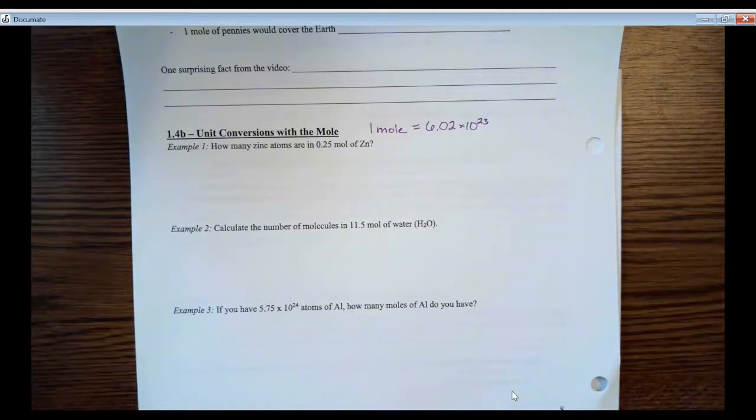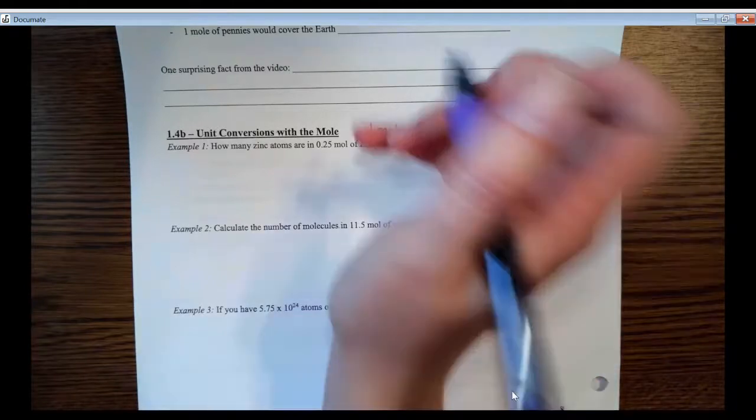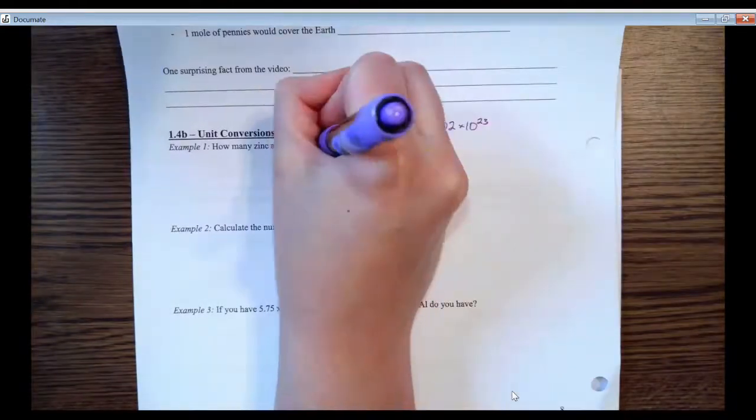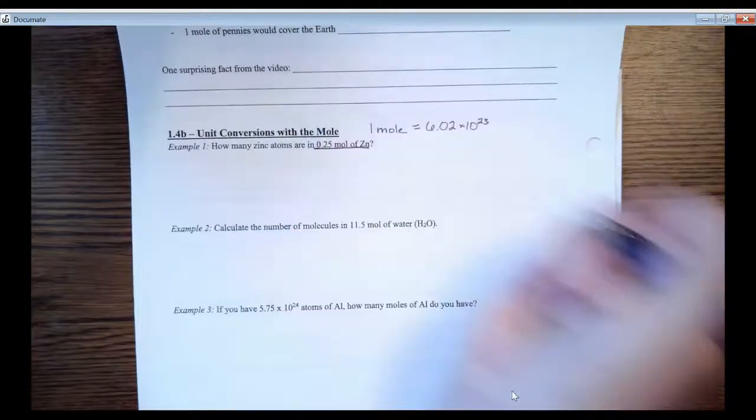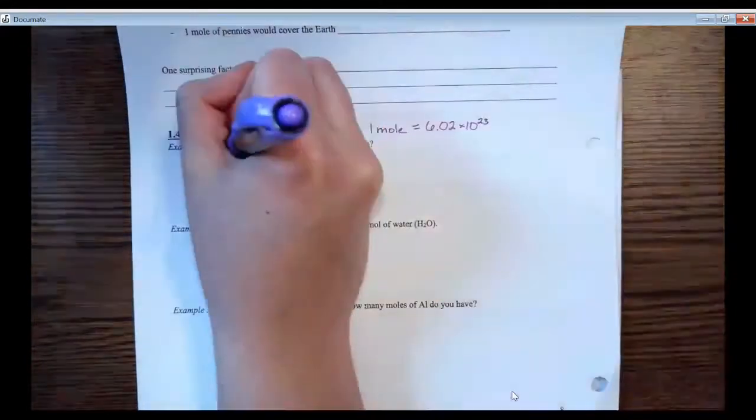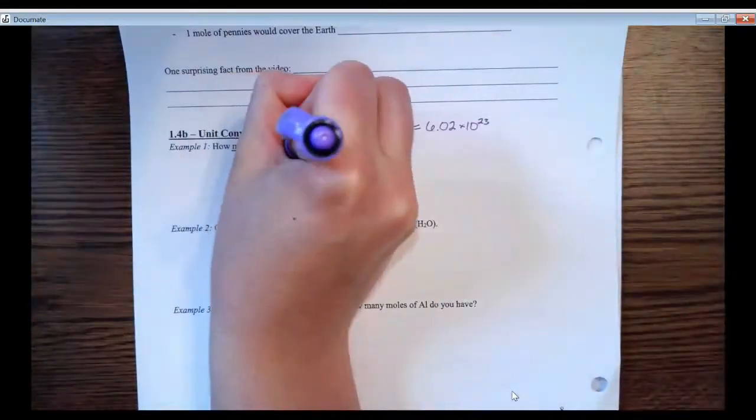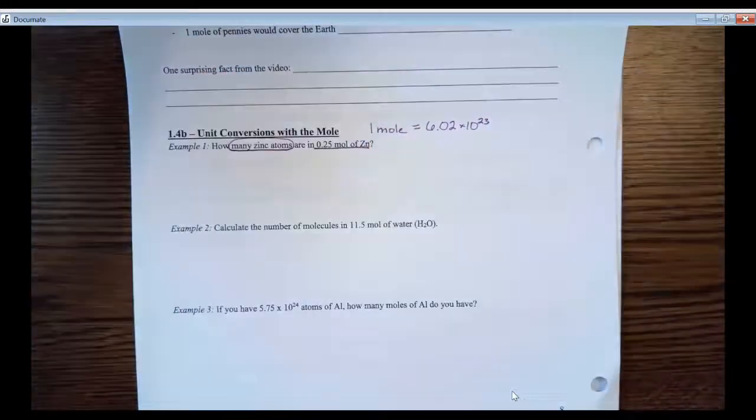So example 1, how many zinc atoms are in 0.25 moles of zinc? So, as always, we're going to start by underlining our given and circling what we want to find. So in this case, we are given 0.25 moles of zinc, and we are asked to find how many zinc atoms. Okay, so from here, we're going to set up our factor label table.